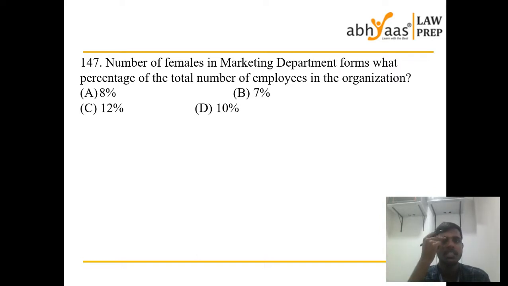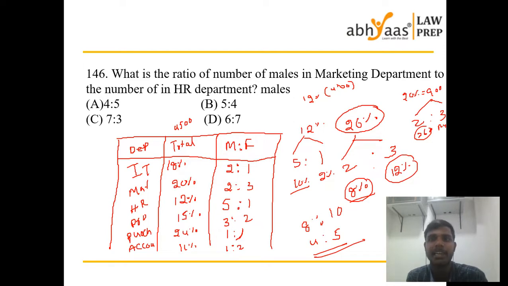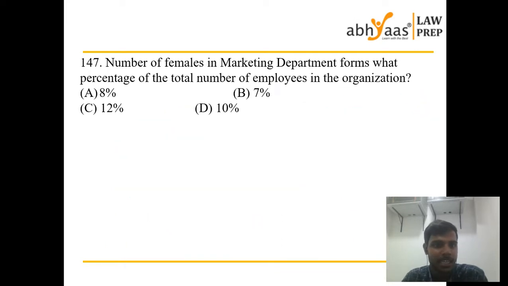If you see, wow, how easy this is. The number of females in marketing department forms what percentage of the total number of employees in the organization? If you see marketing department, already we have calculated. In marketing department, male are 18 percentage, female 12 percentage. So directly we can pick the answer as 12 percentage as the right answer.